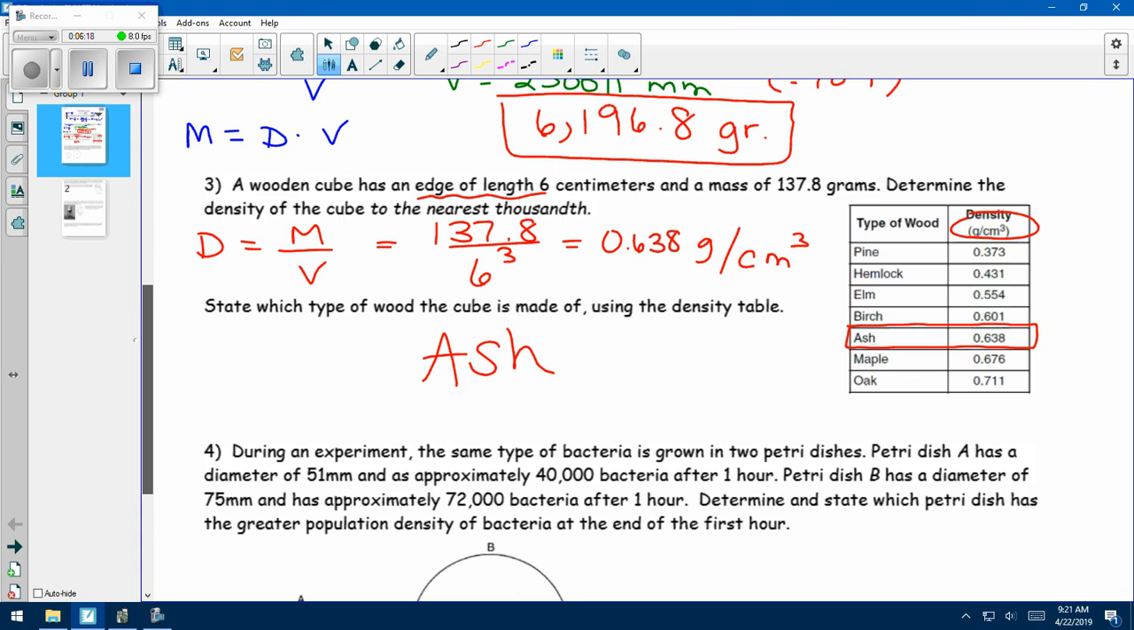So I think based on the values that were given there, hopefully that wasn't too challenging for us to plug in the volume as 6 cubed and calculate the density from there.